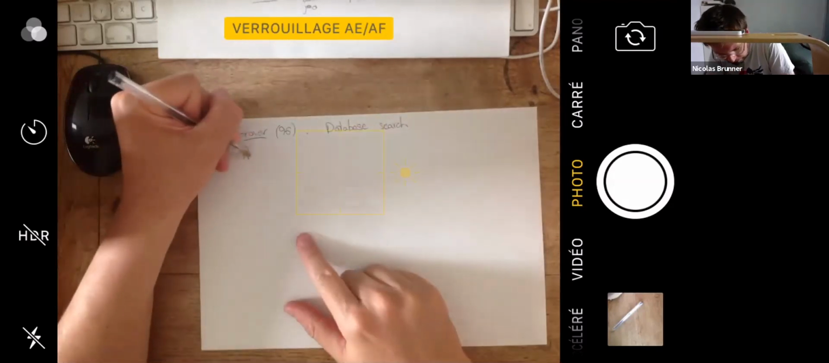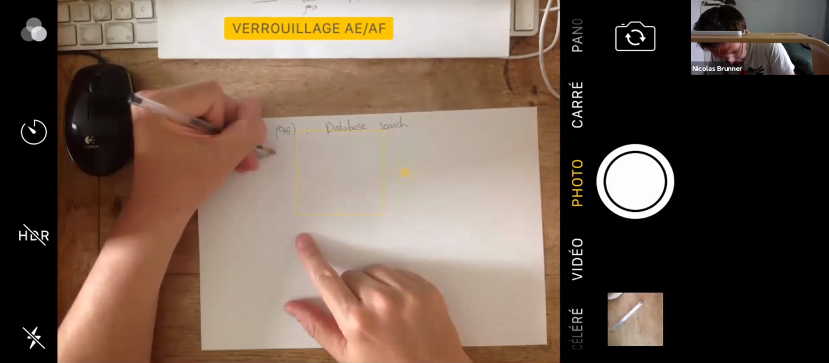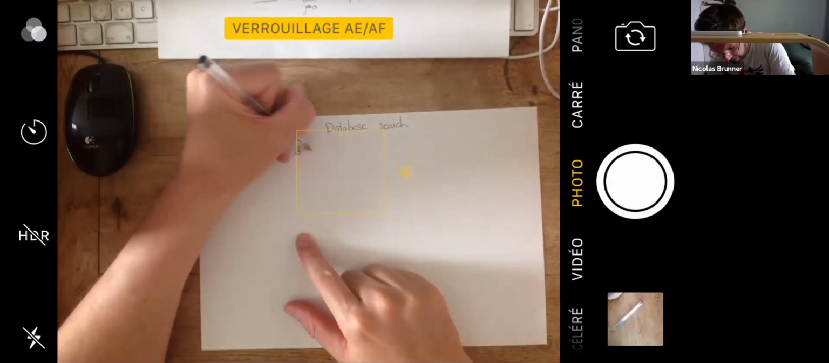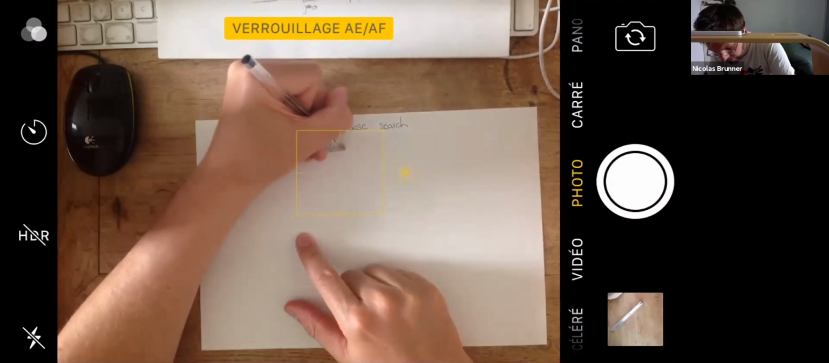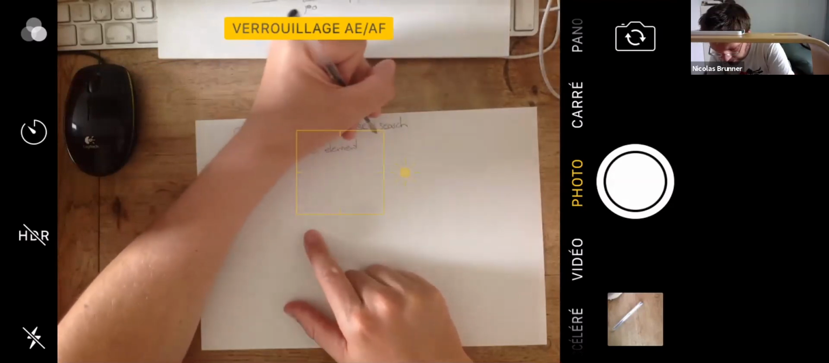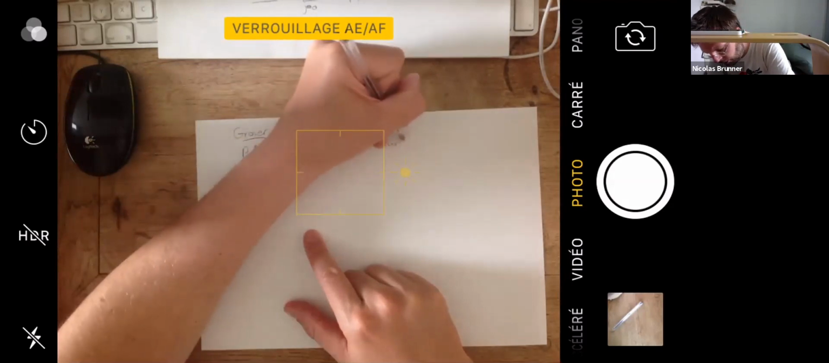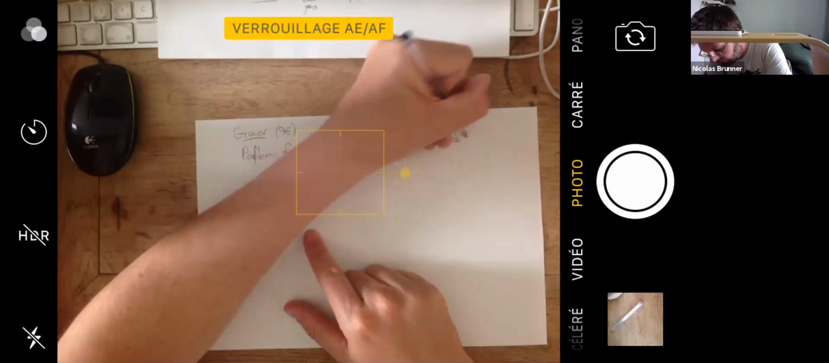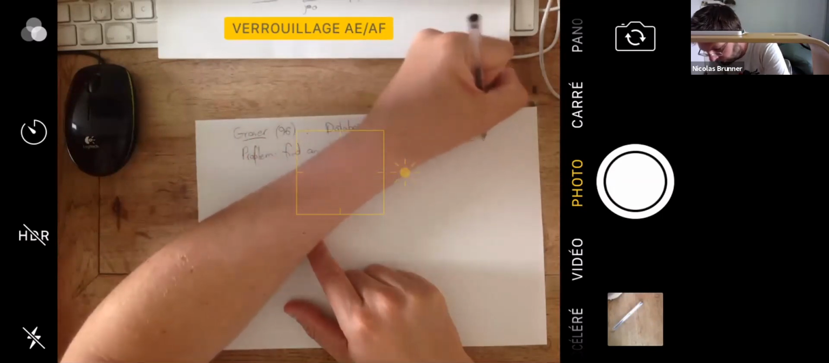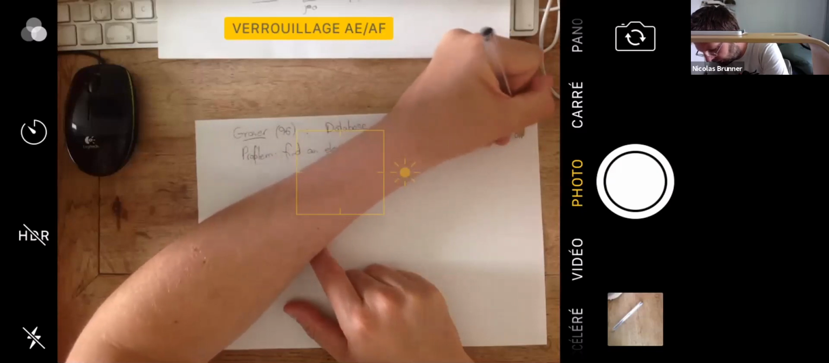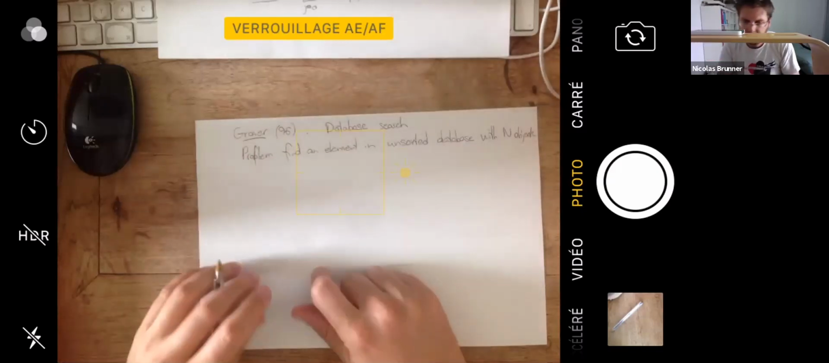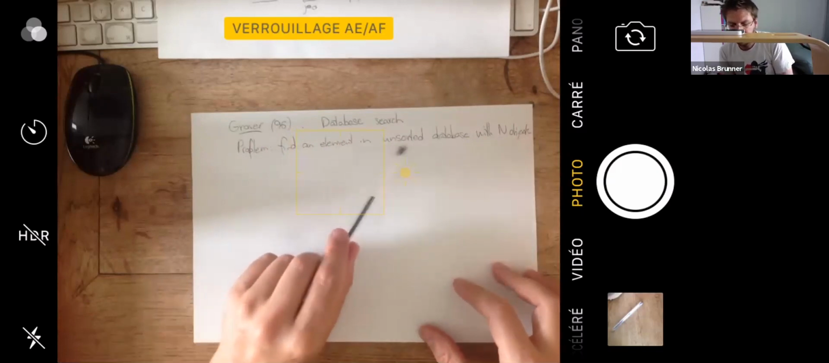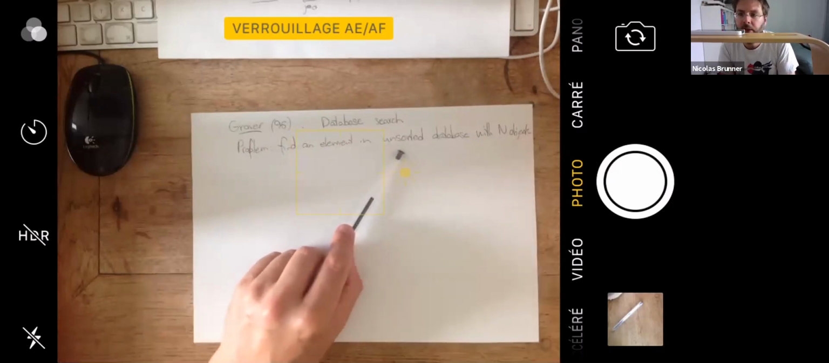So what's the problem? It's to find an element in an unsorted database with n objects. It's important that the database is unsorted, right? So when you look for the element, you have a priori no idea where it is. Could be everywhere.